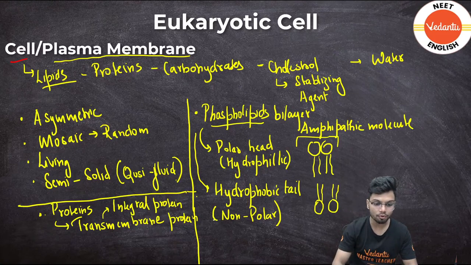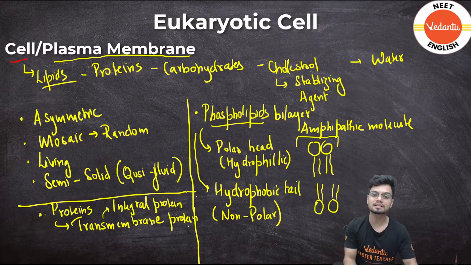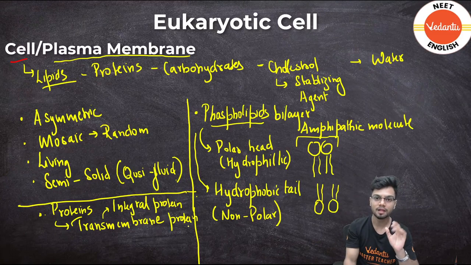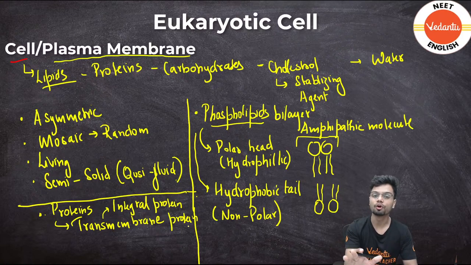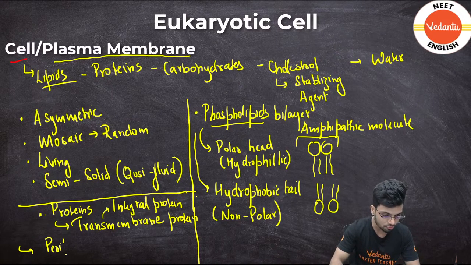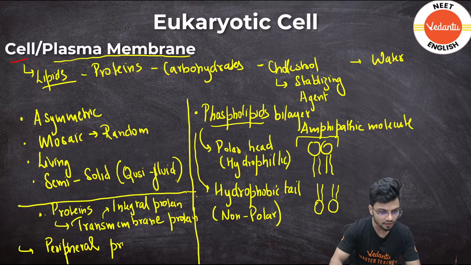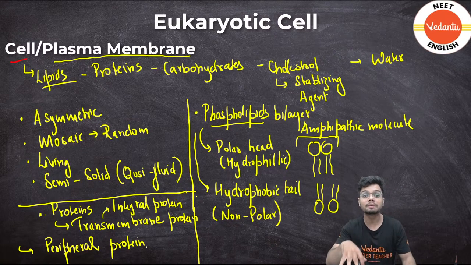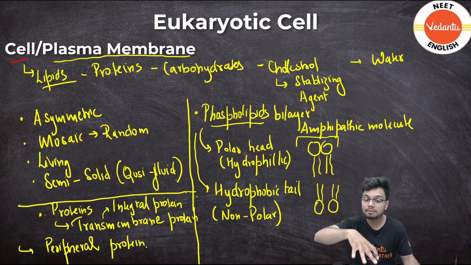Now, this integral or transmembrane protein is completely inside the plasma membrane. Can you pull it out easily? No, you cannot pull it out easily. Now, there is one more protein called the peripheral protein. Periphery means outside. So the peripheral protein is present towards the outside, and it can be easily extracted, easily pulled out.